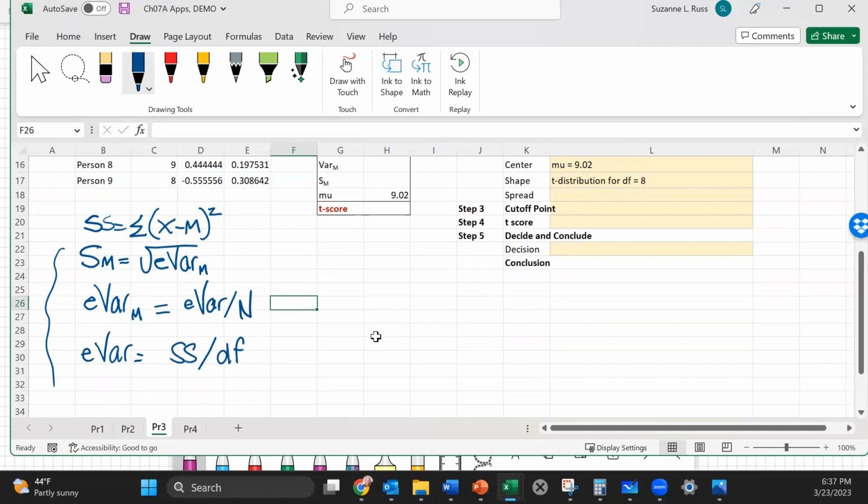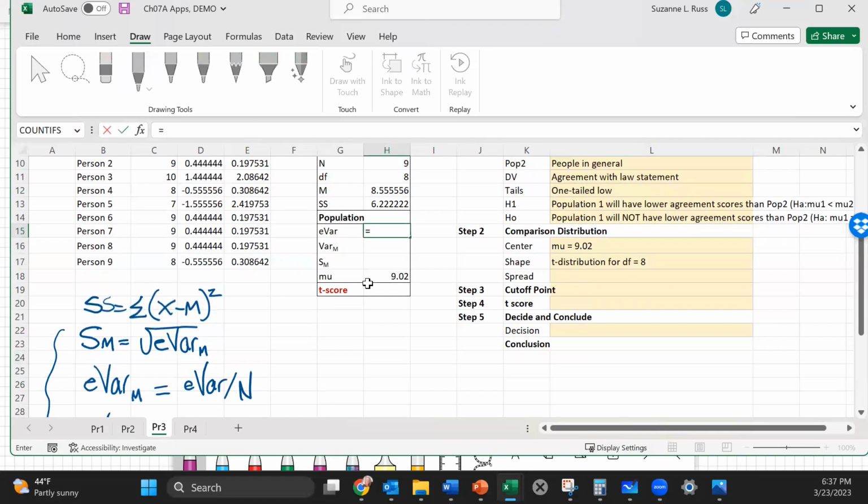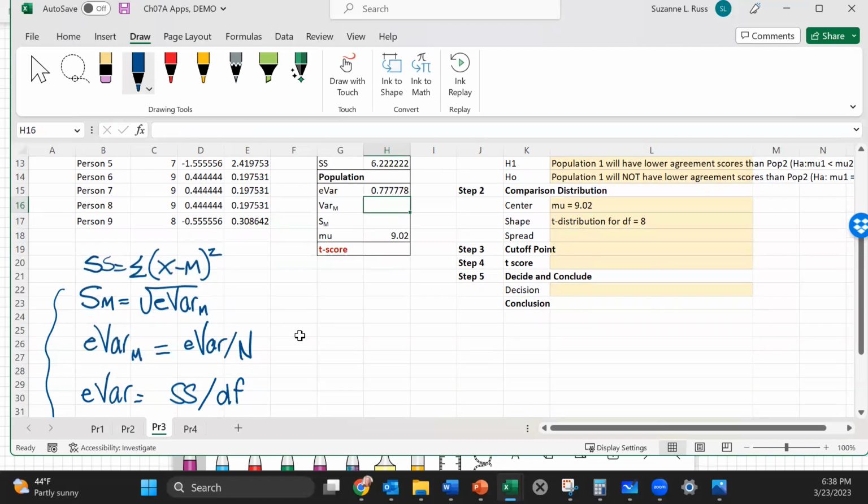We're going to start at the bottom and figure out our estimated variance right here. Estimated variance is sum of squares divided by degrees of freedom equals, so I'm going to go up here and hit on the sum of squares and divide by degrees of freedom. Next, we have to get the variance for the distribution of means. So we've done this. I'll check it. Now we're going to do this.